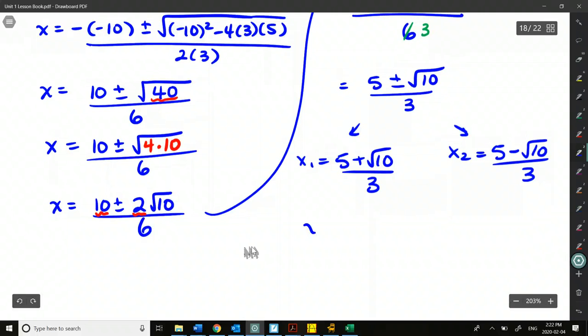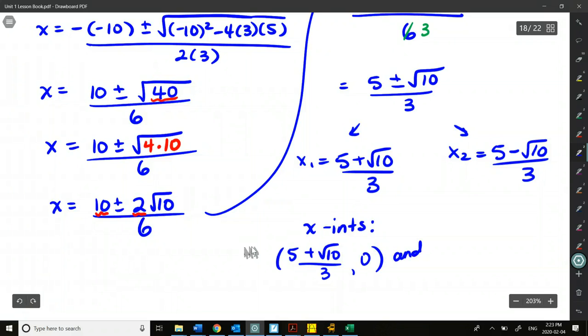So technically, if we write these as points, we're looking at 5 plus root 10 over 3, 0, right? Because this is where the y's are equal to 0. And the minus option, comma, 0.